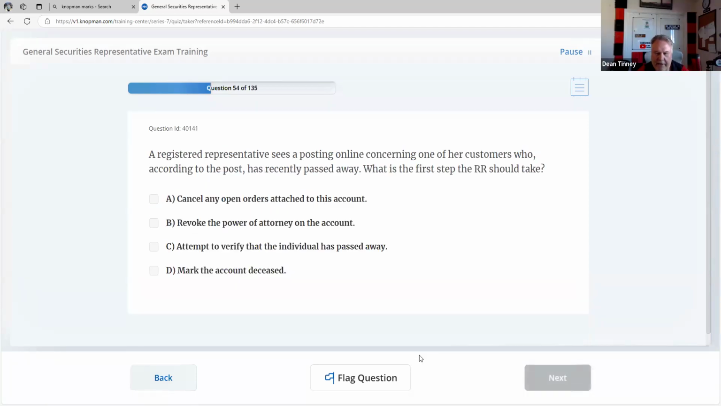Registered rep sees a posting online concerning one of her customers who, according to the post, has recently passed away. What is the first step the RR should take?